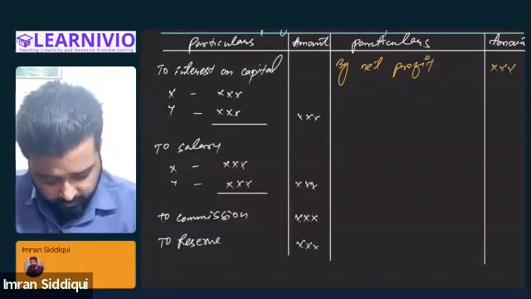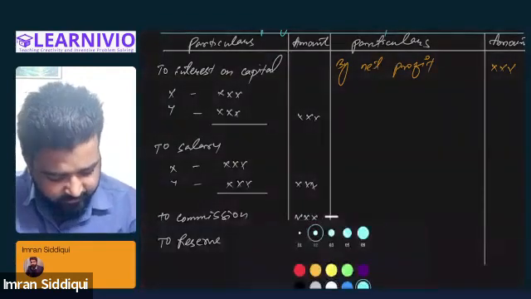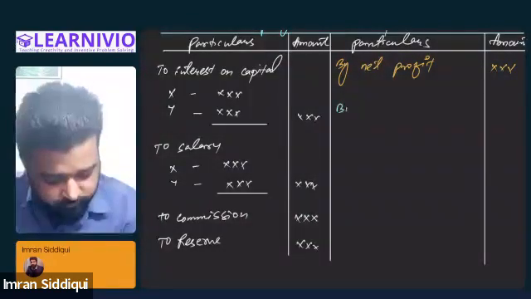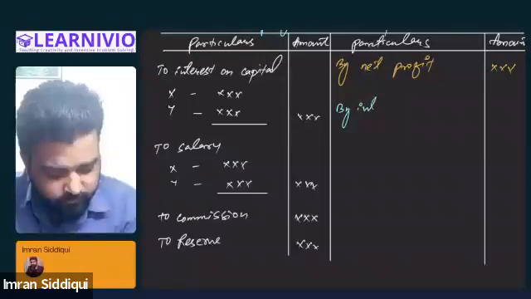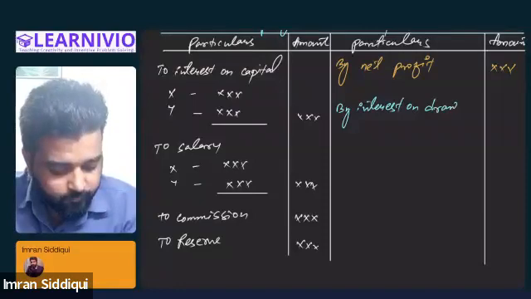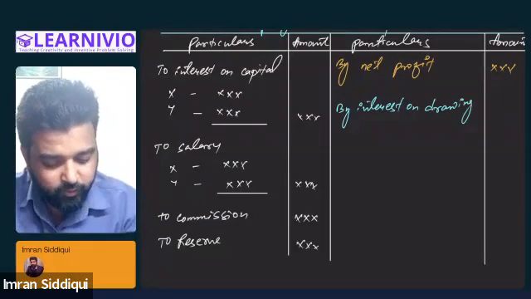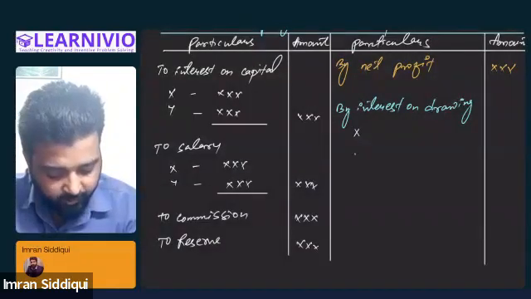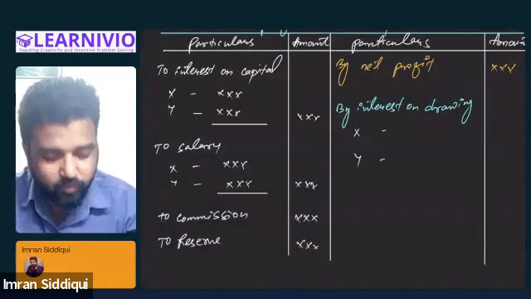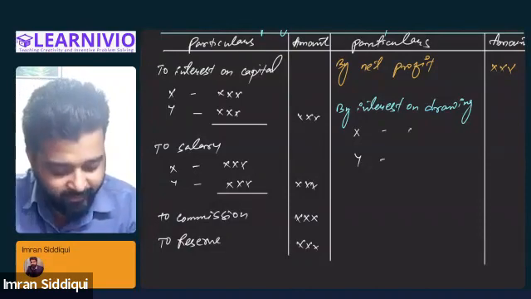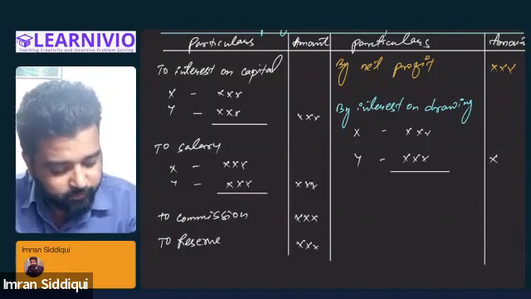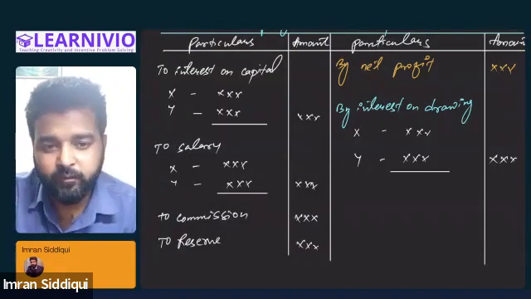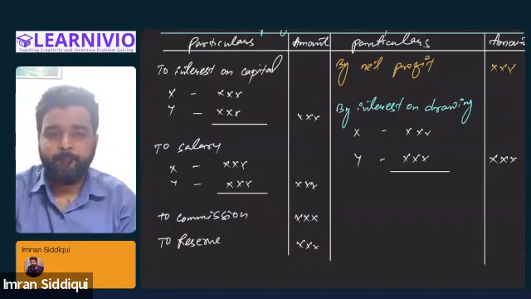Got it? And on the credit side, there will be one more item that will be recorded, which is "By interest on drawing." Interest on drawing will be recorded on the credit side. So whatever interest the firm is charging from the partners, let's suppose if we have two partners, the firm has charged some interest on drawing from X, and the firm has also charged some interest from Y. That amount needs to be recorded on the credit side of the profit and loss appropriation account.